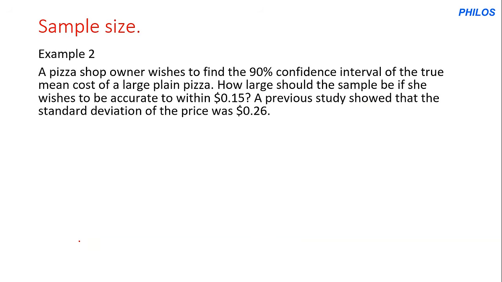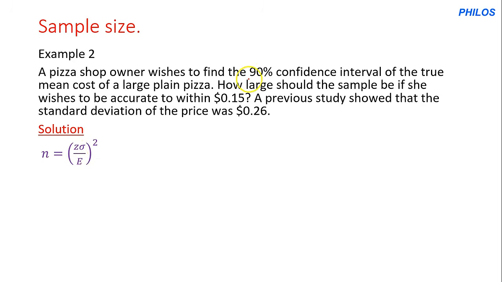So let's look at example 2. Example 2 says, a pizza shop owner wishes to find a 90% confidence interval of the true mean cost of a large plain pizza. How large should a sample be if she wishes to be accurate within $0.15? A previous study showed that the standard deviation of the price was $0.26. So to solve this, we recall the formula. The formula says n is equal to z times standard deviation over e all squared, isn't it?